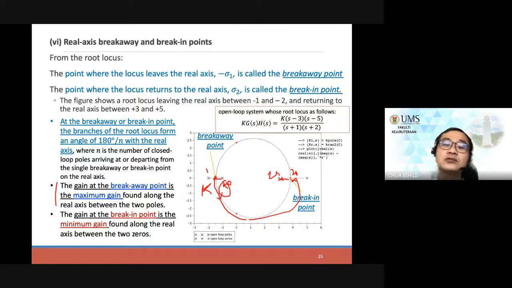So we notice that when it is the breakaway, the k value at the breakaway point is the highest, the gain is the maximum. Then when it comes to the break-in, the gain value, which is 20, is the minimum, before it starts to split to the zeros. So this concept we will use to calculate, to estimate.